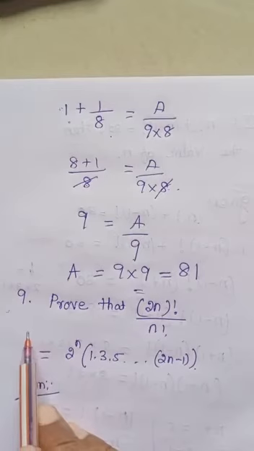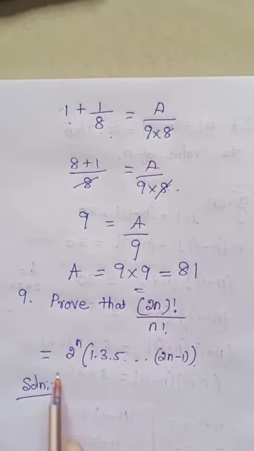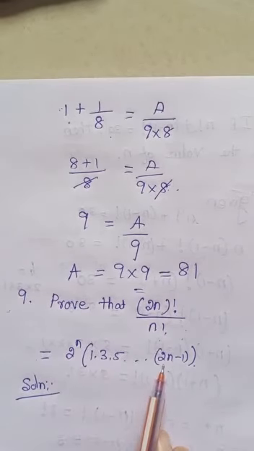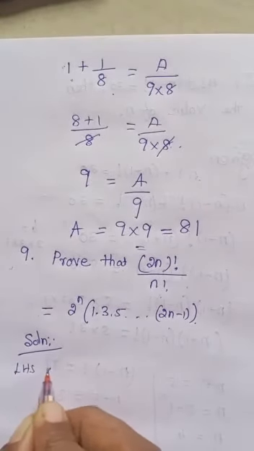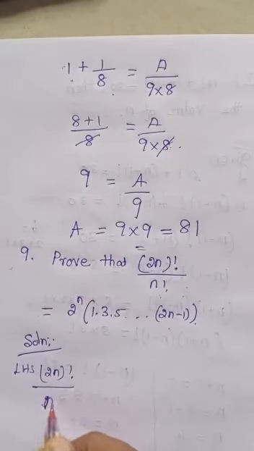Next problem, an important one. Prove that 2n factorial by n factorial is equal to 2 power n into 1 into 3 into 5 etc. up to 2n minus 1. This we have to prove. See solution, I am going to take the left hand side: 2n factorial by n factorial.